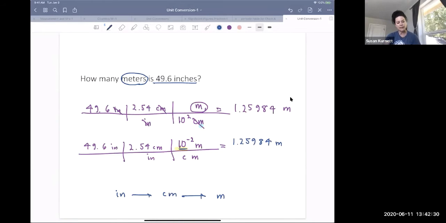Okay, how many sig figs should my answer have? 3.